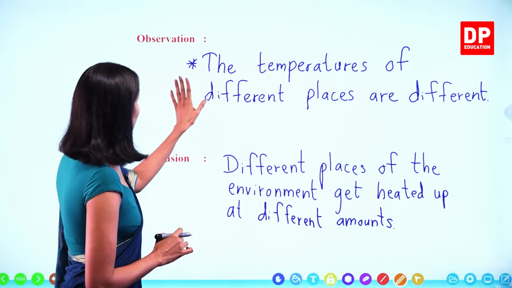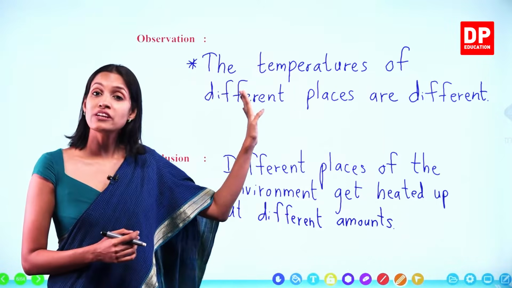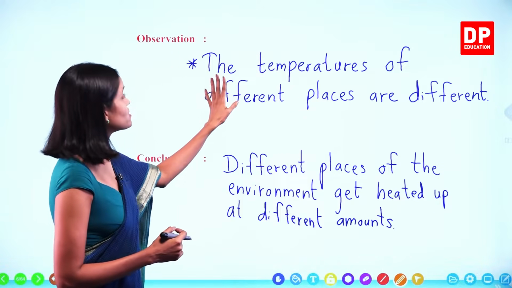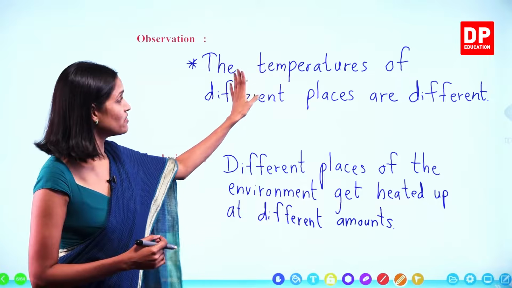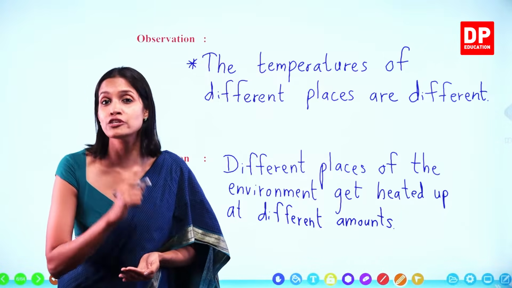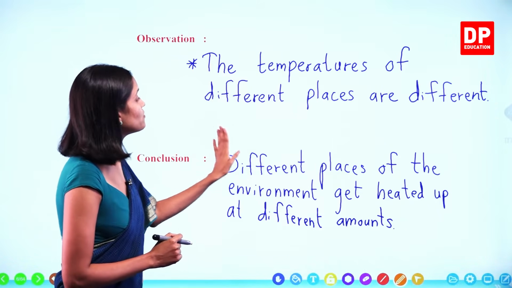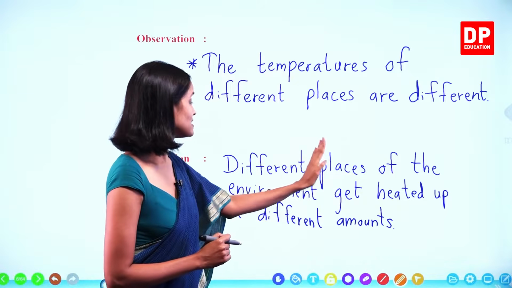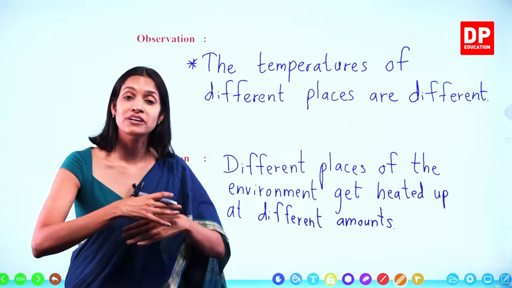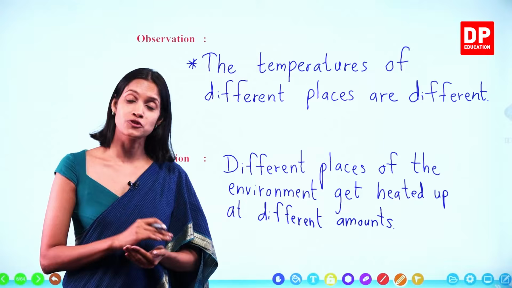Okay? So the observation was the temperatures of different places are different. So even though we did not go to these places during the activity, when we write the observation, we can write the temperatures of different places are different because it was clear when we were measuring the temperatures of different samples. Okay, children? So the conclusion is different places of the environment get heated up at different amounts. What is the reason? Some places are very well exposed to the sunlight, and some other places are not that well exposed to sunlight.